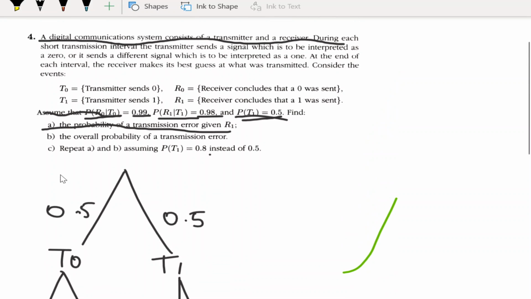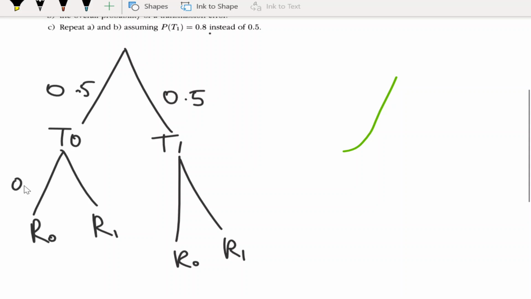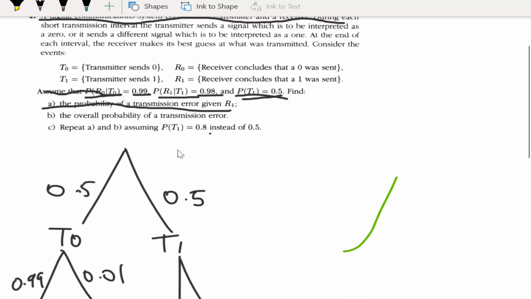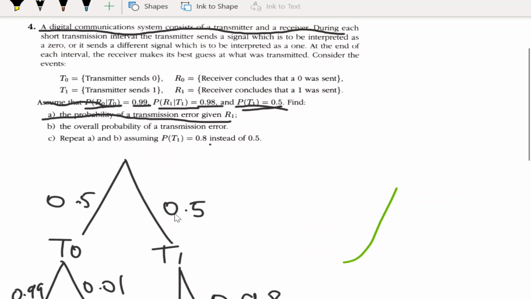Cool. So we're given that R0 given T0 is equal to 0.99. Using that same logic, we can figure out that R1 given T0 is equal to 0.01, so 1 minus 0.99, the complement, 0.01. Then we can do the same thing to the other side. P of R1 given T1 is equal to 0.98. We know that the outcome space has to equal 1 for each segment of the tree diagram, so we'll do 1 minus 0.98, the complement. We'll get 0.02. Cool, simple enough.